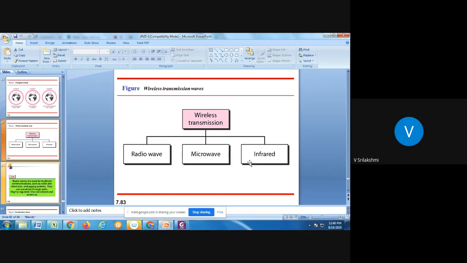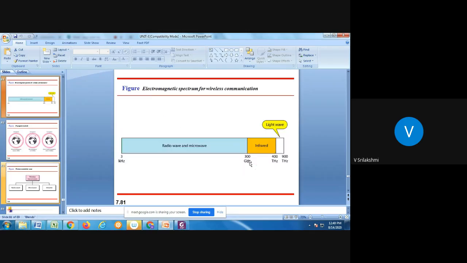Whatever transmission medium we are using, that is Wi-Fi, wireless transmission, can be divided in three ways. That is, the air we are using for the transmission of data can be divided into three waves: radio waves, microwaves and infrared waves. Now we will discuss one by one. See this diagram, which gives you the range of each wave.